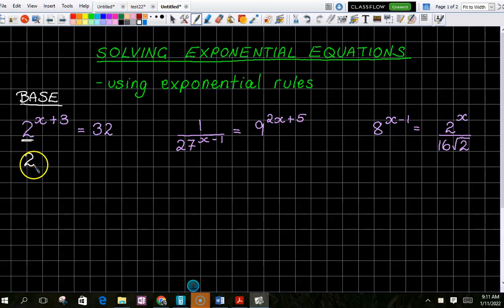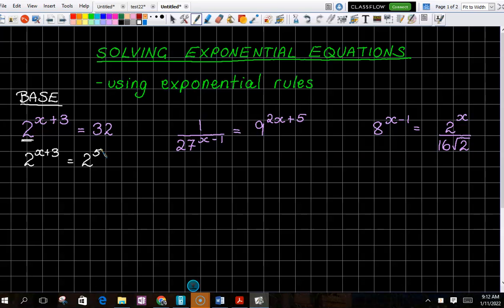We're going to rewrite that, and that's 2 to the x plus 3. We look at the right-hand side, and lucky for us, we know that 32 can be expressed as 2 to the power of something. Hopefully we are aware of our powers of 2: 2 2s are 4, 4 2s are 8, and so on. So we've got all of this under control, and now this is our aha moment.